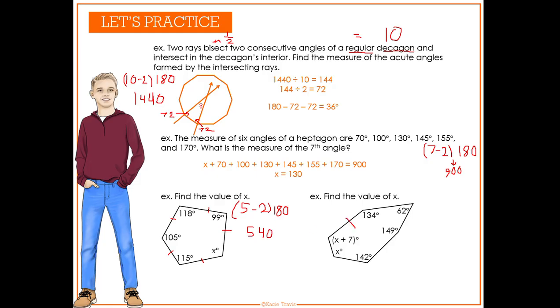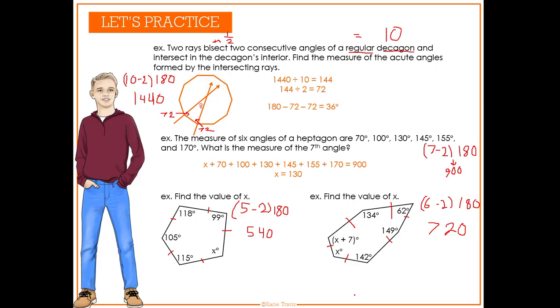Let's get the total for here. 1, 2, 3, 4, 5, 6. So we start off, we have 6 minus 2 times 180, and that's going to give you 600, and not 600, 720. My fault.